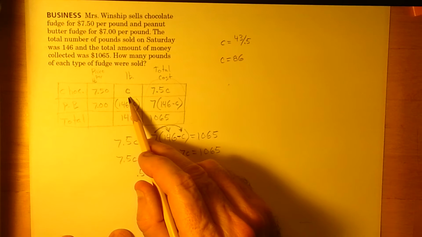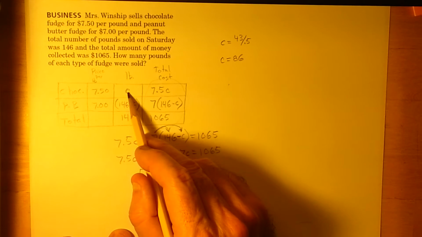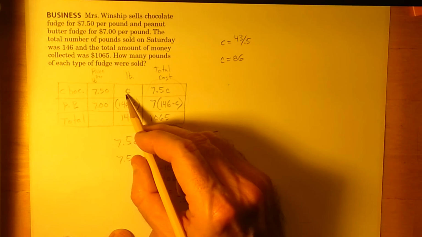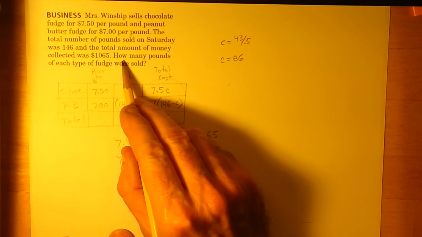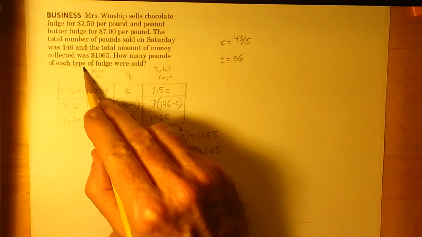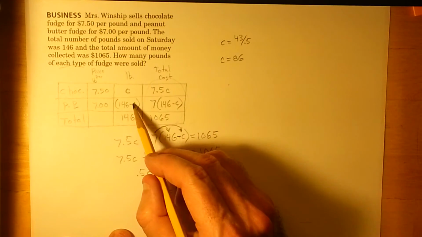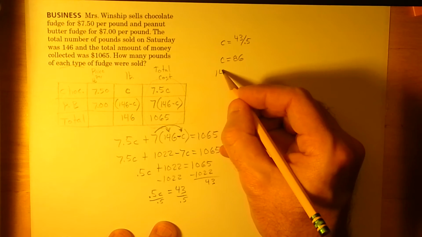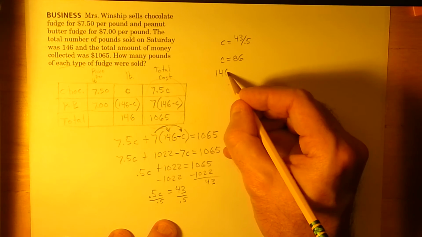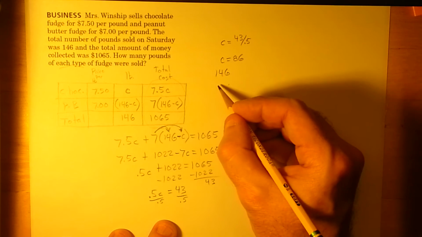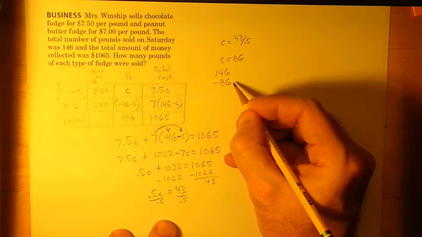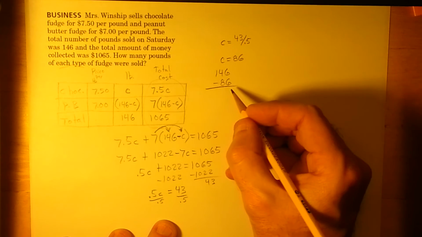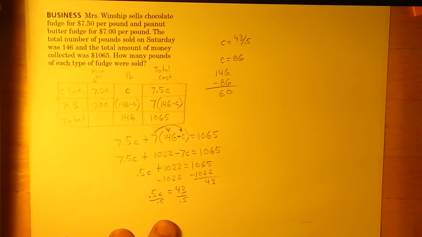So C equals 86. What does that mean? C is the pounds of chocolate, so we had 86 pounds of chocolate. We're halfway there. We need to know how many pounds of each type of fudge. Well, they sold 146 total, so 146 minus 86 is going to give us the number of pounds of peanut butter, which is 60.